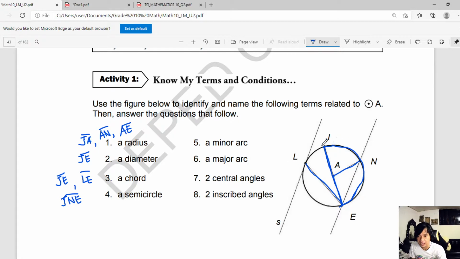So, pwede ring JLE is also a semicircle. Arc JLE. JLE is a semicircle.